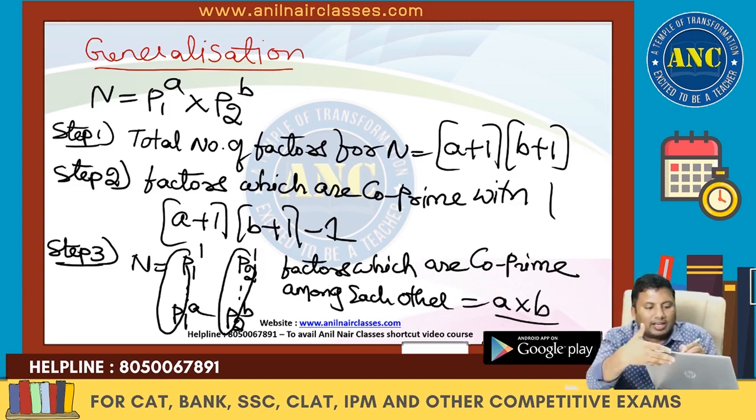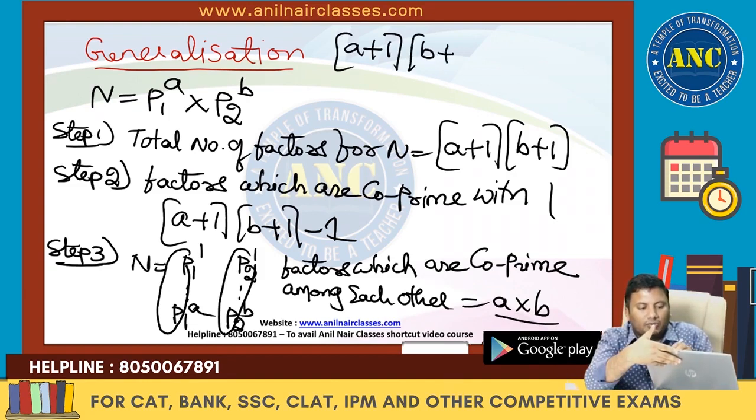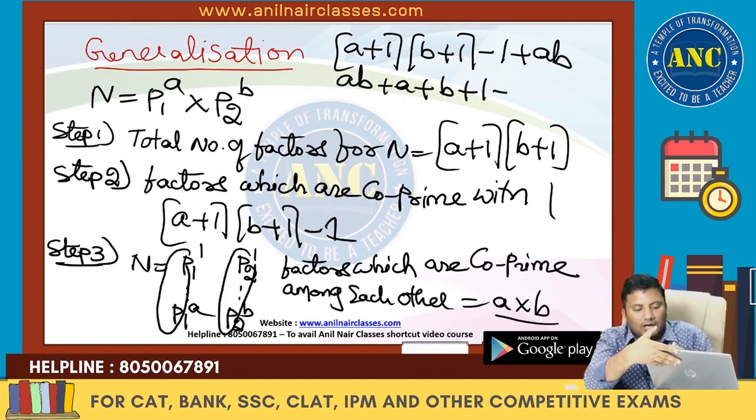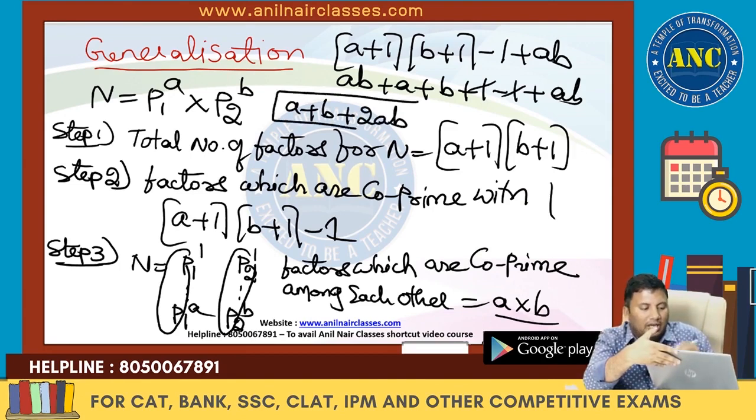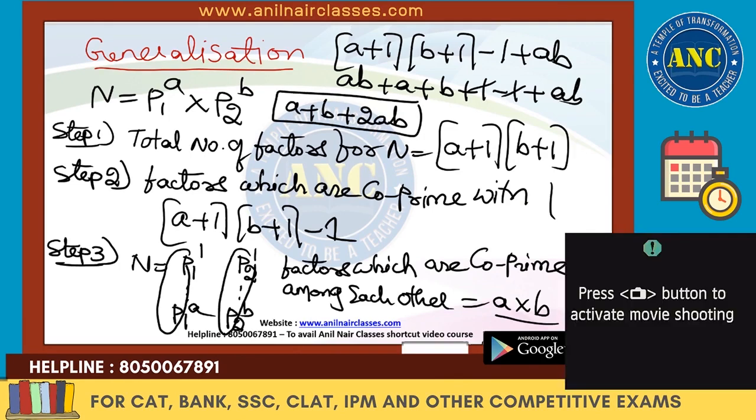So the total answer is (A plus 1) into (B plus 1) minus 1 plus AB. This is AB plus A plus B plus 1 minus 1 plus AB. Answer is A plus B plus 2AB. What are A and B? A and B are nothing but the powers of the prime numbers. Please make a note of it.